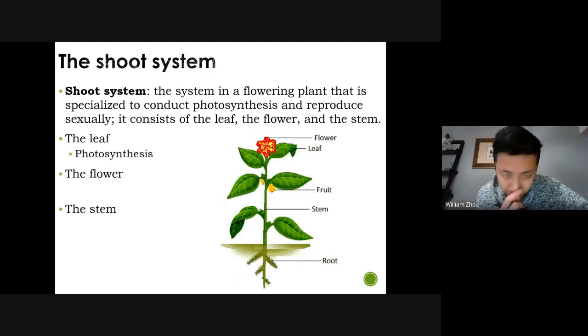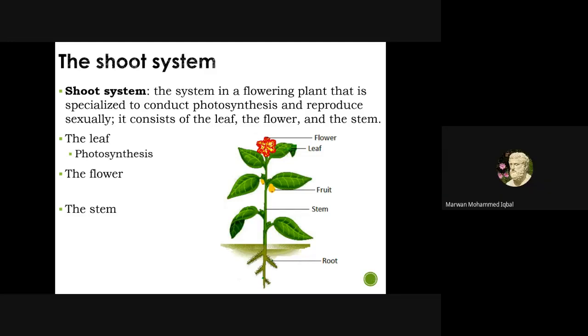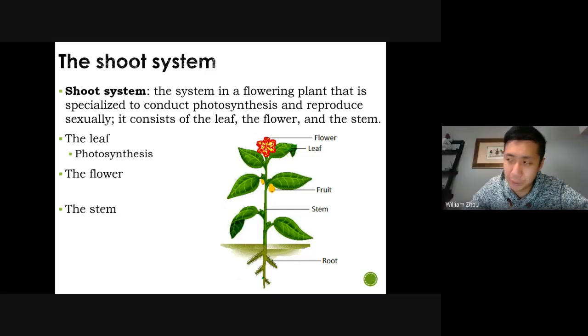What did the flower do? Now, why do plants have flowers? Anyone? What's the point? So not all plants have flowers, by the way. Those that do have flowers, why do they have it? What does that contribute to the plant? To pollinate. So pollinate, and what is the purpose of pollination? To reproduce. To reproduce, exactly.